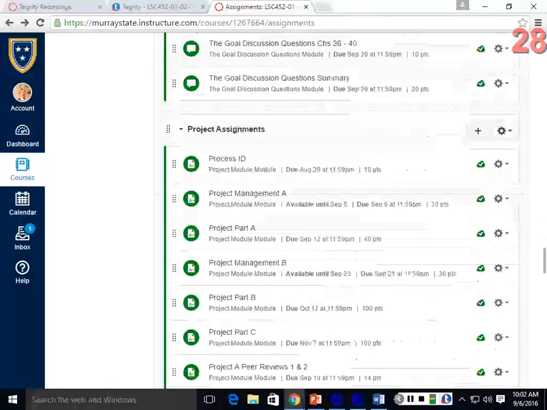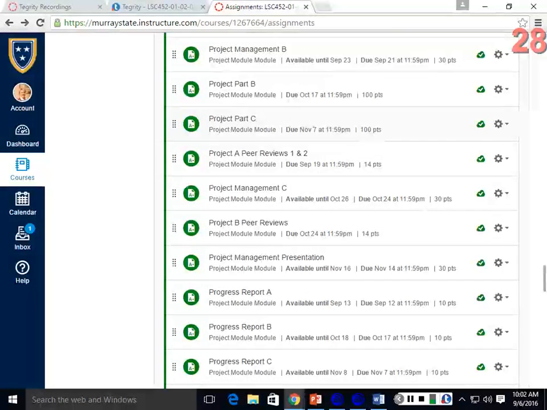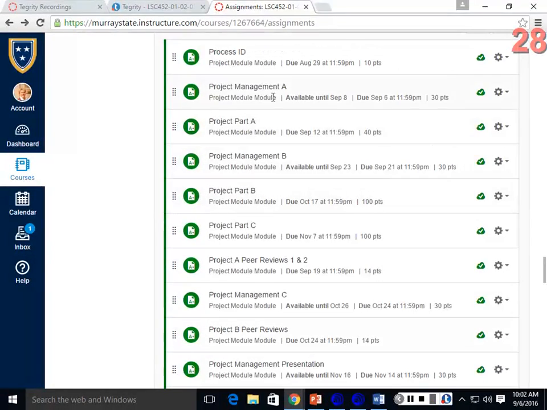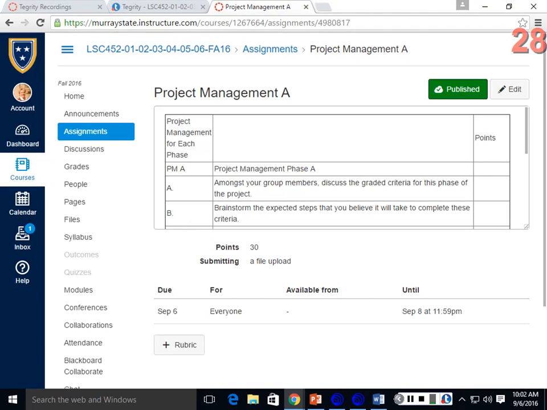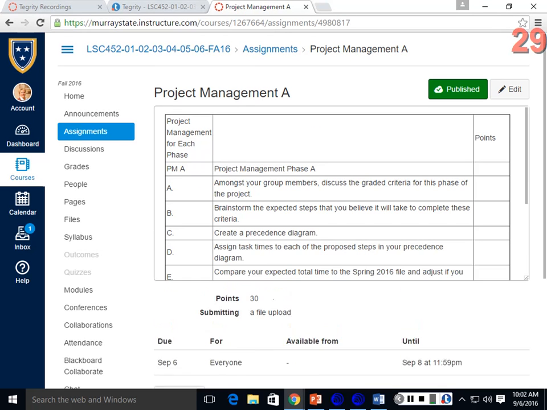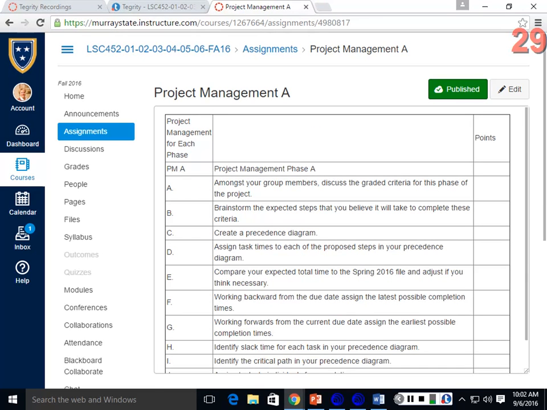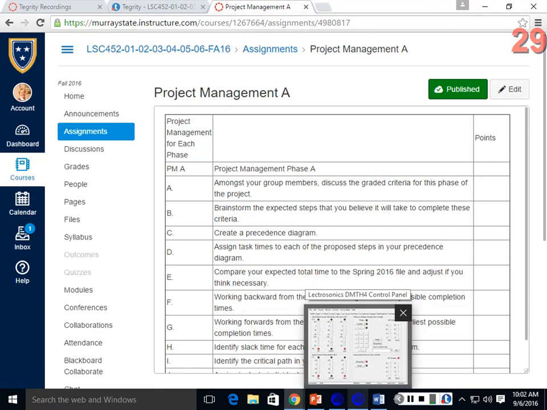So you've got that, and then you've got project management part A, which is something that Kaylin and Courtney can work on in this first round, okay? With you, right? And so the three of you are going to need to get together and talk about the steps that are involved and what you're going to have to do, right? And then you're going to create your precedence diagram that says, here's the steps, right?